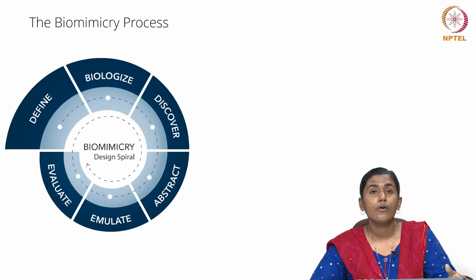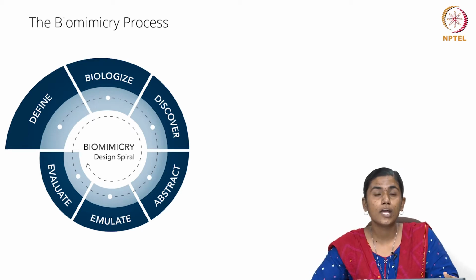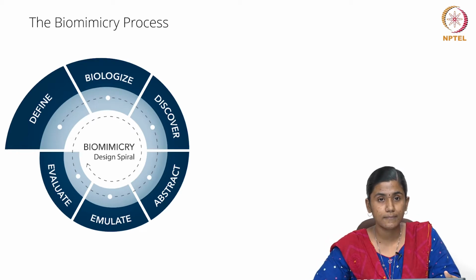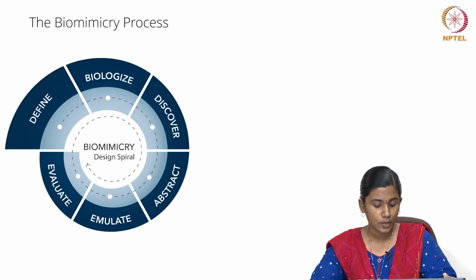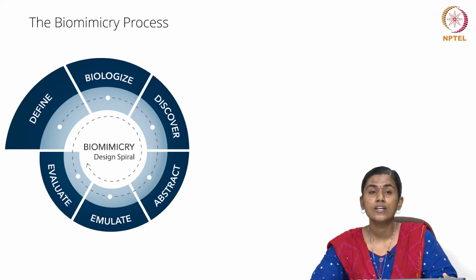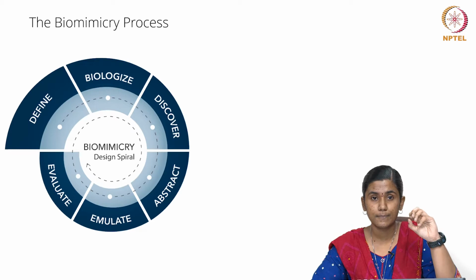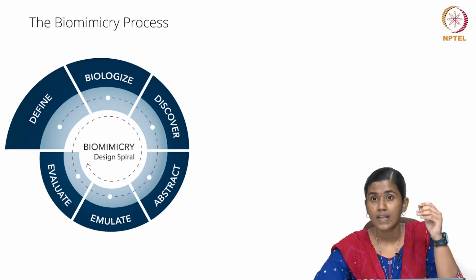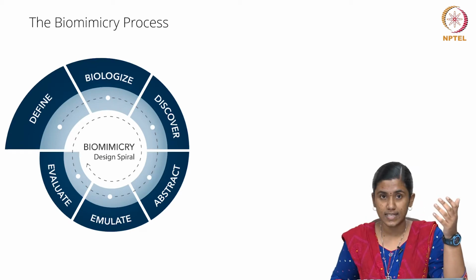We are going to talk about this wonderful process called biomimicry, and as you can see, biomimicry constitutes these 6 major steps: define, biologize, discover, abstract, emulate and evaluate. The entire process is concisely depicted by this biomimicry design spiral here, and we'll be looking into its details in the ensuing slides.